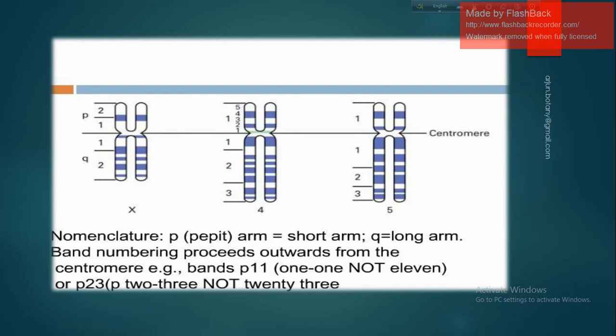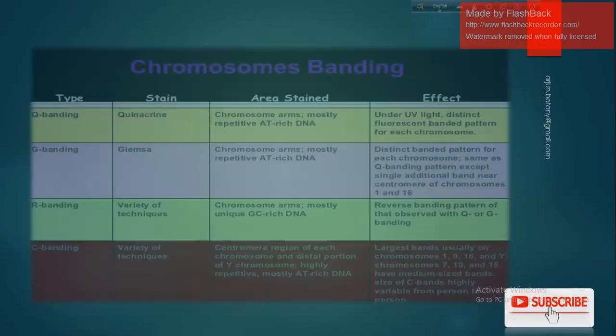And here if we see the band P11, this is one-one, not eleven. P23, not twenty-three, P2-3. So this is the nomenclature or identifying way of chromosome banding.